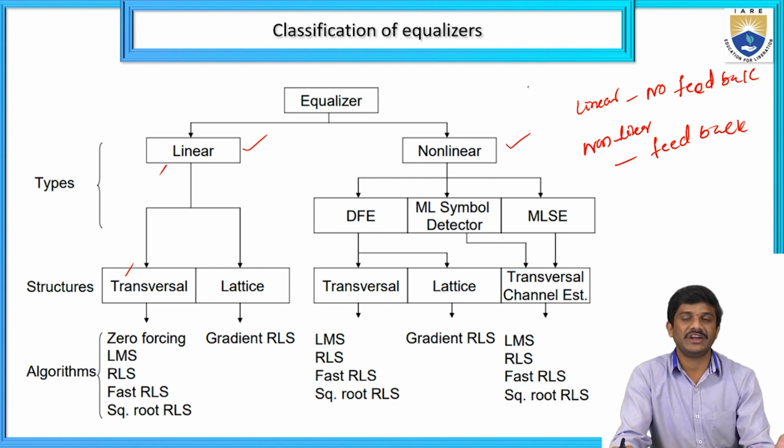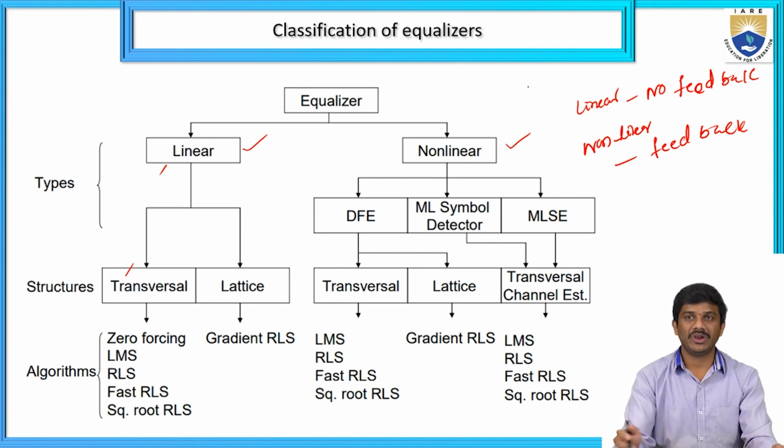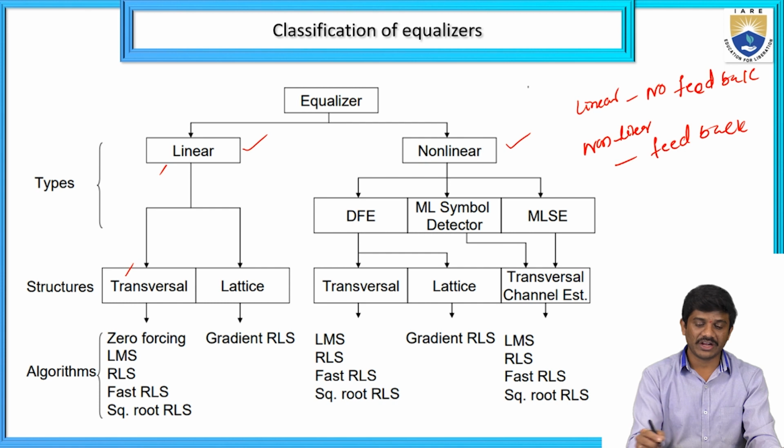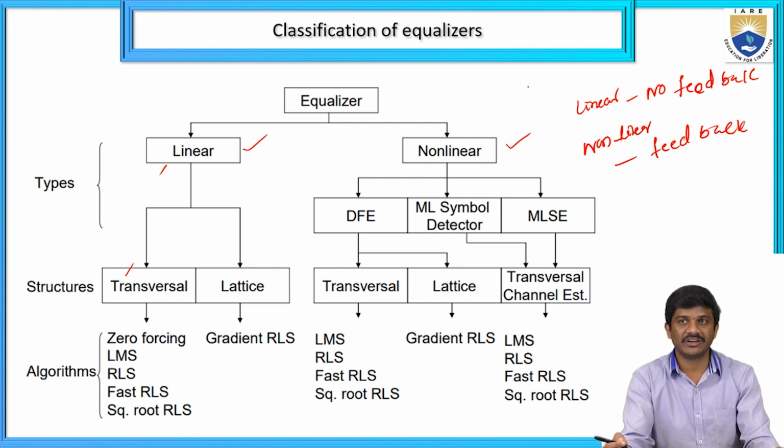One is linear and the second one is non-linear. Coming to linear, we have two types of structure: the linear transversal structure and the linear lattice structure. Coming to non-linear, here again it is divided into three types of non-linear equalization. One is decision feedback equalization. Next is the maximum likelihood symbol detector. Next is maximum likelihood sequence estimation. These are the three types of non-linear.